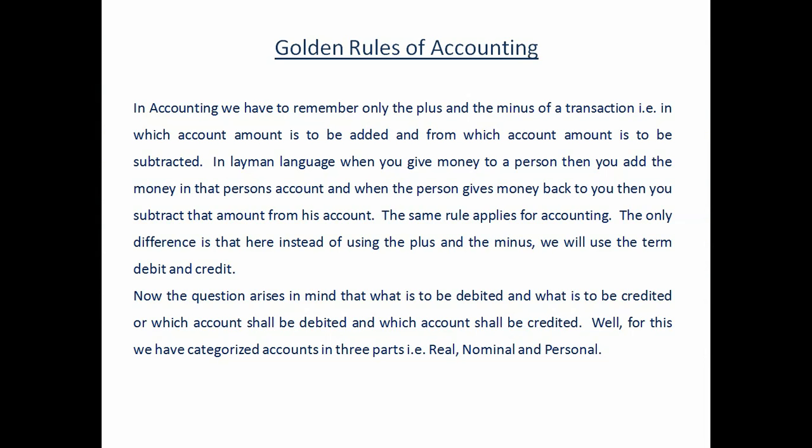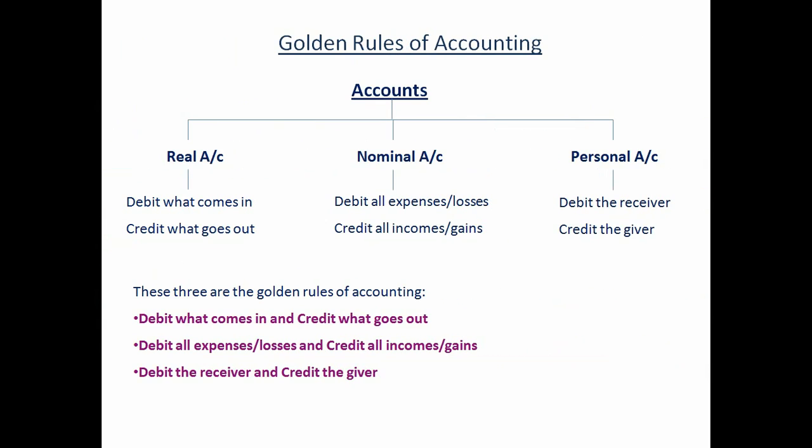So it seems very easy, in which account amount is to be added and from which account amount is to be subtracted, but it seems a bit confusing which account is to be debited or which account is to be credited. For this, we'll discuss three golden rules of accounting. The golden rules of accounting are classified on the basis of account types. That is, first is your real account. The rule that follows for real account is debit what comes in and credit what goes out. Next is nominal account. The rule for nominal account is debit all expenses and losses, credit all incomes and gains. And the rule that applies for personal account is debit the receiver and credit the giver.